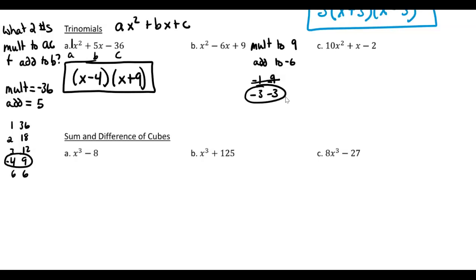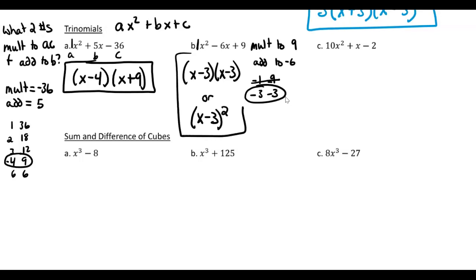Okay, so we found our two numbers. They multiply to 9 and they add to negative 6. Because the a value is 1 in front of x squared, you can just jump straight to writing it as x minus 3 times x minus 3. Or since that's the same parentheses twice, you can write it as x minus 3 squared.